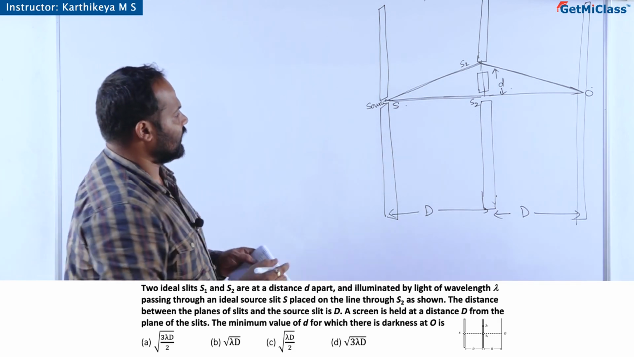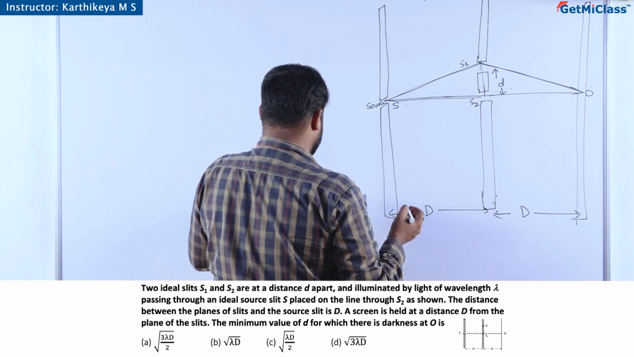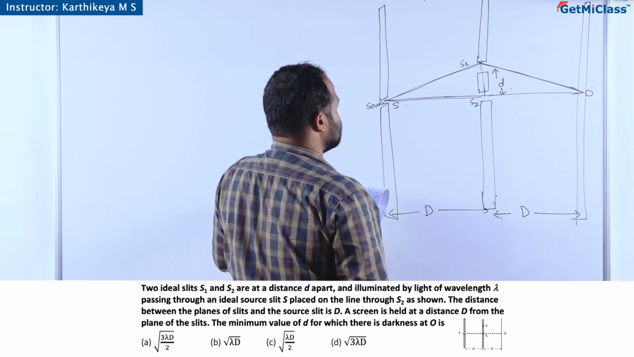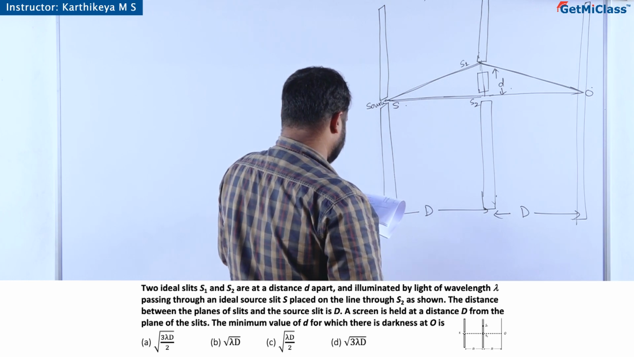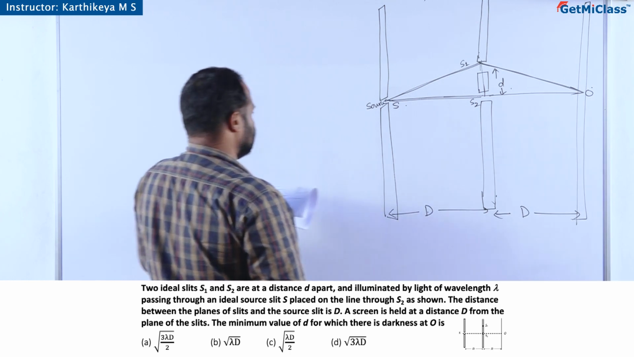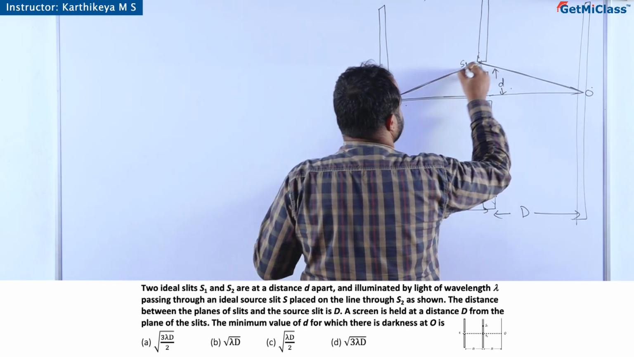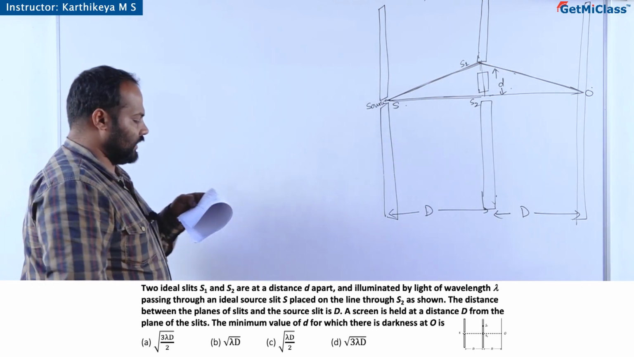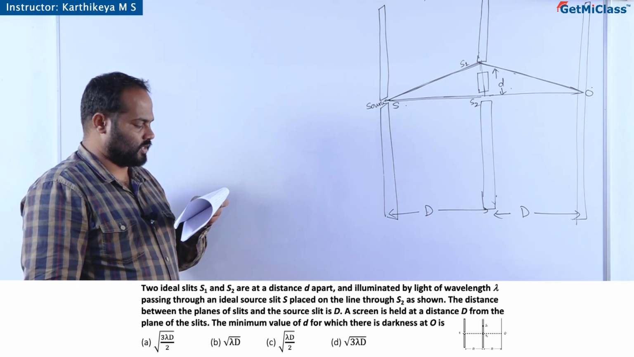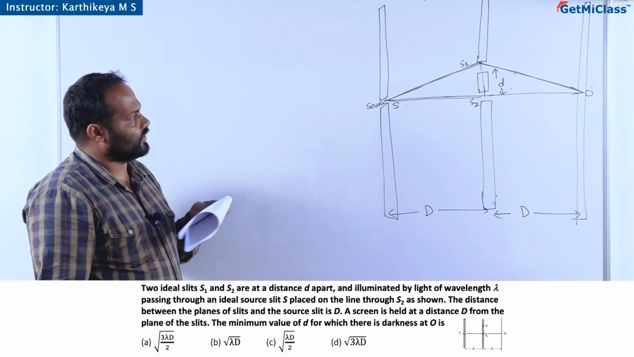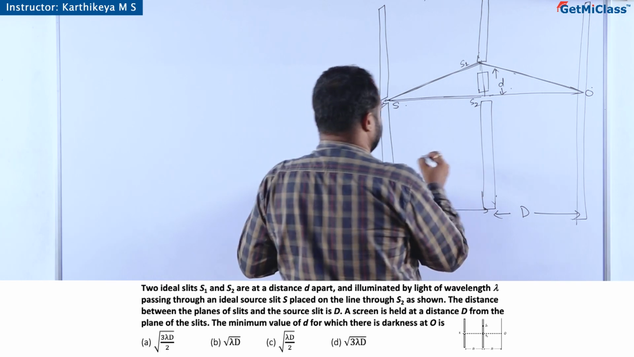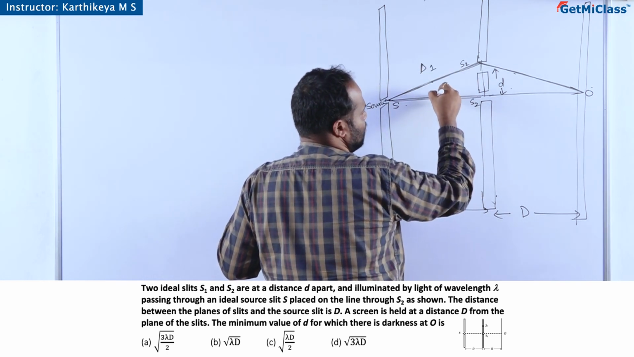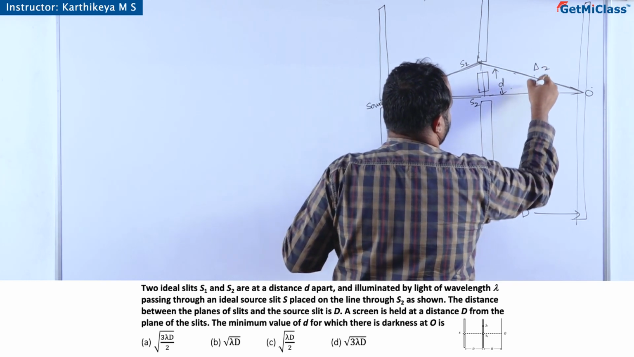So, if you see the diagram, the path difference between the waves reaching P is delta 1 plus delta 2. Delta 2 is the path difference between waves after emerging out of the slits also. So, this path difference here is regarded as delta 1, and this is regarded as delta 2.